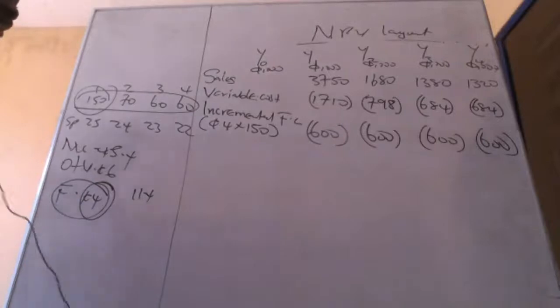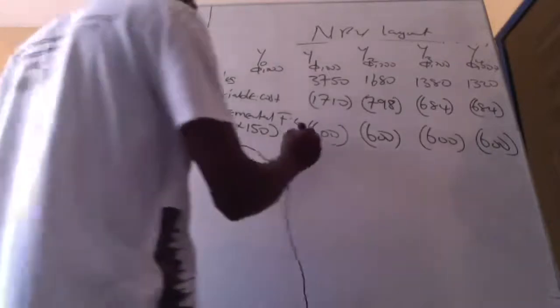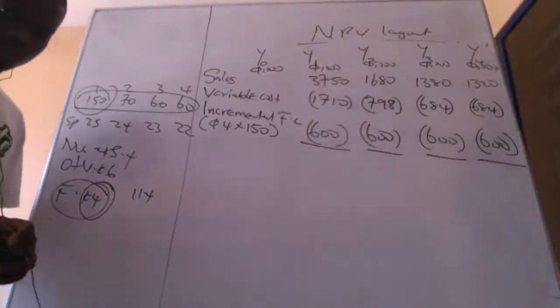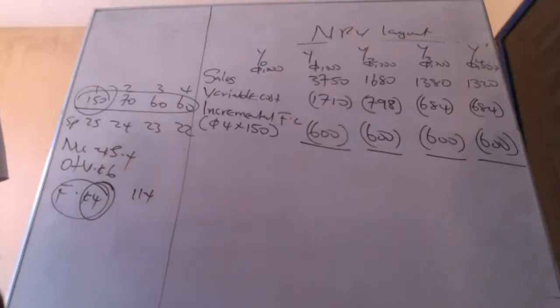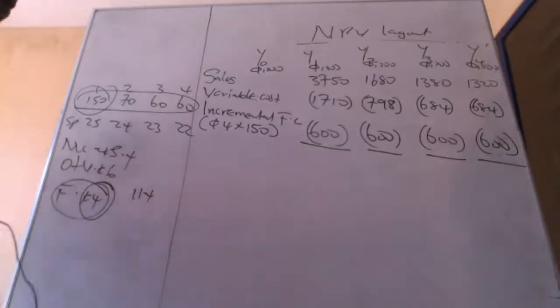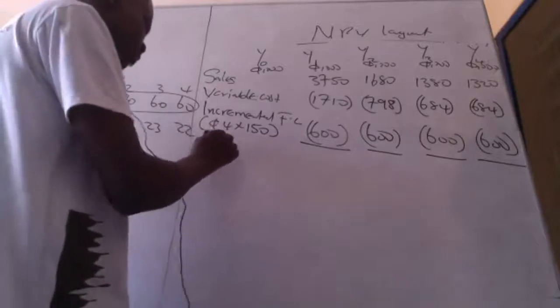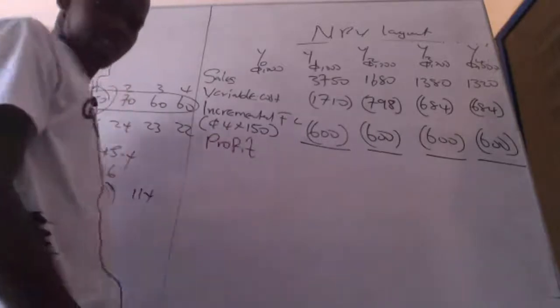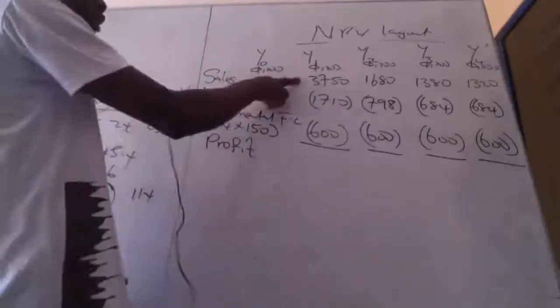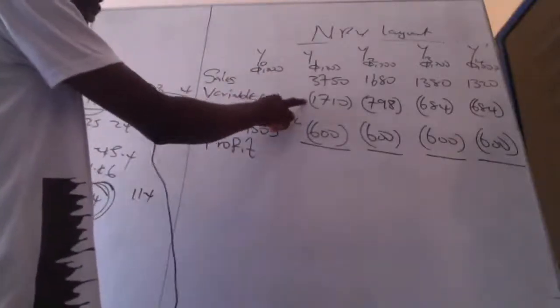So thank you. Now let's go to the profits. Kindly, if you get it, find the profit for me. But if you don't get the incremental fixed cost, I will still go back for you, so let me know. What's the profit for year one? How do you get a profit? Sales revenue, less the variable cost, less incremental cost.